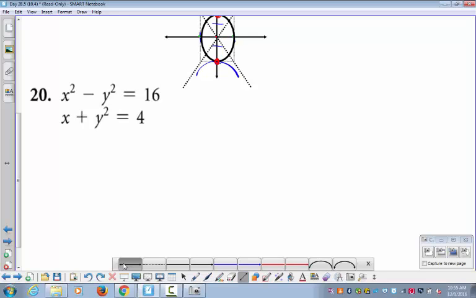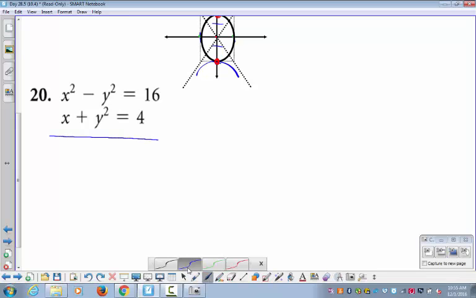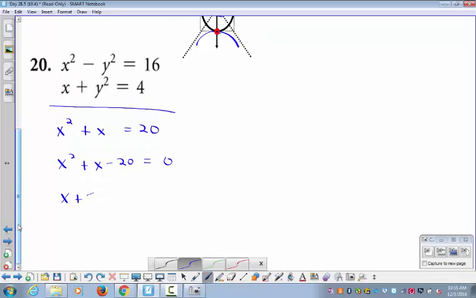All right, so lots of different ways to go here. I think the simplest thing to do is to actually notice that you can just add these equations together and the y squareds drop out. That's one way. Substitution, of course, is going to get you to the exact same equation, x squared plus x minus 20. It's nonlinear, so you put everything on one side and factor. So that will be x plus 5 and x minus 4. And so that tells us that x is negative 5 or 4.